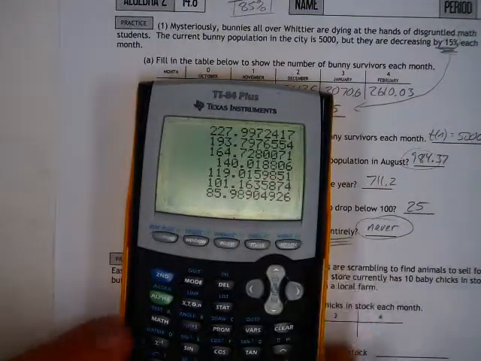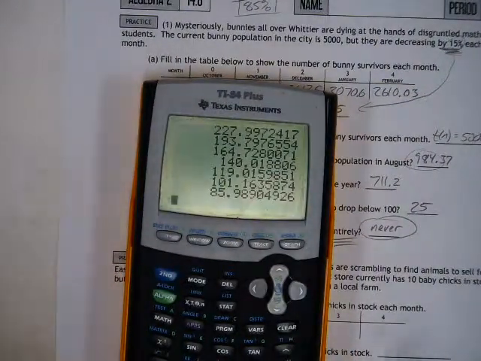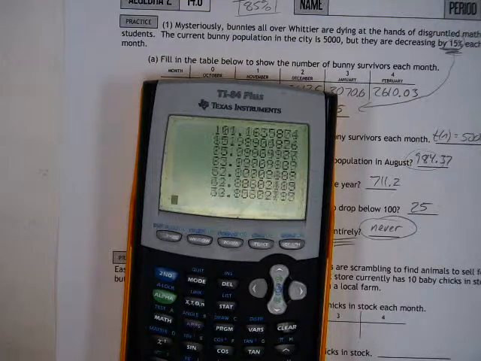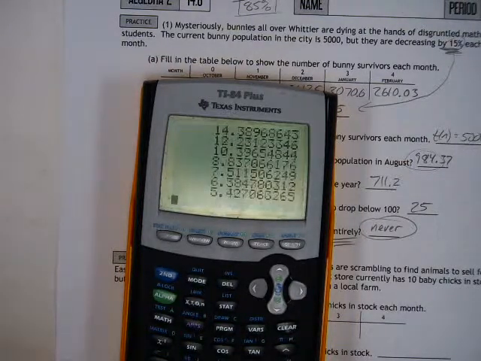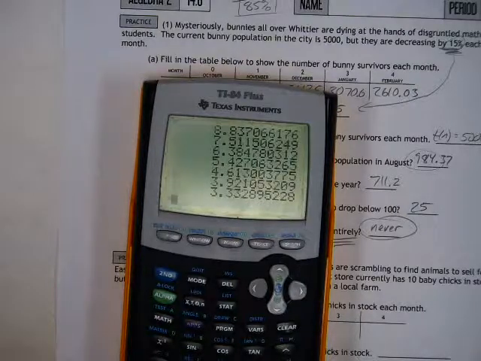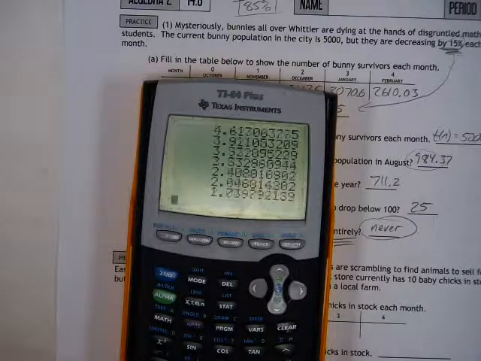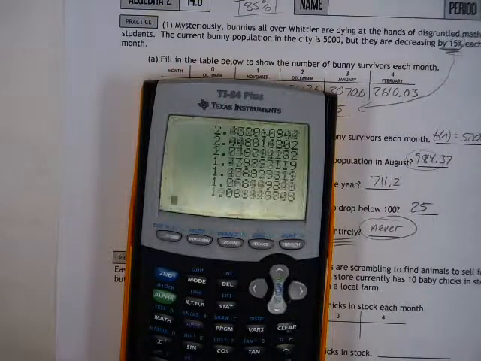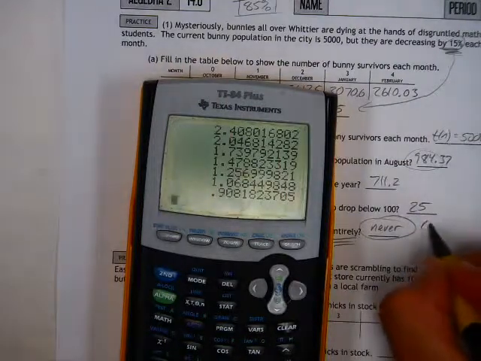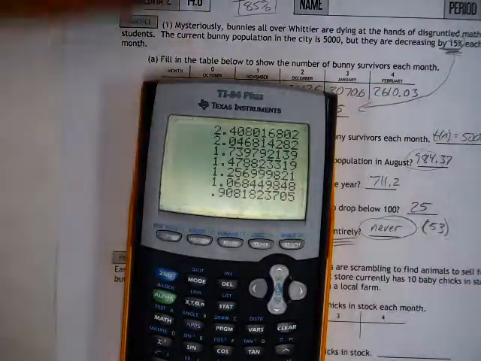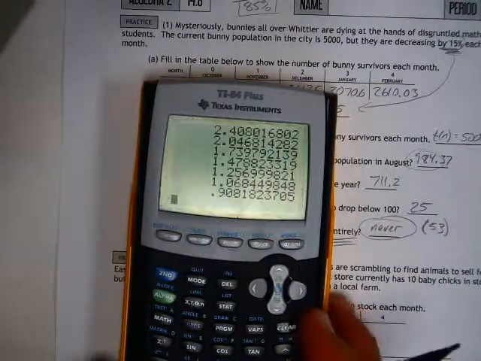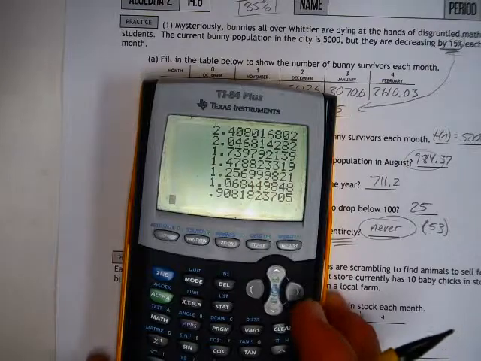But if you talk about live bunnies, what do we say? That's 25 up to 53 months. You didn't know that 53 was practically never, did you? But we'll get into that later. There's got to be a better way, and we will show you that way eventually.